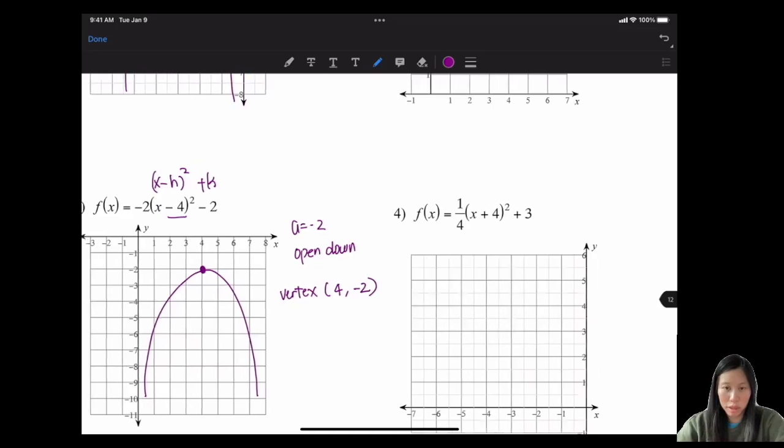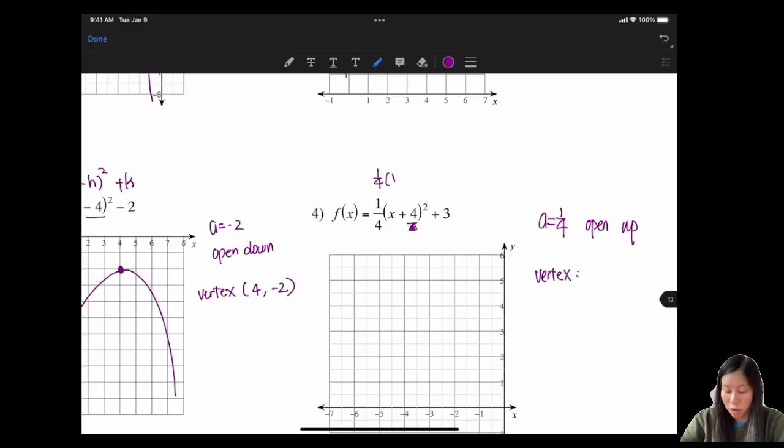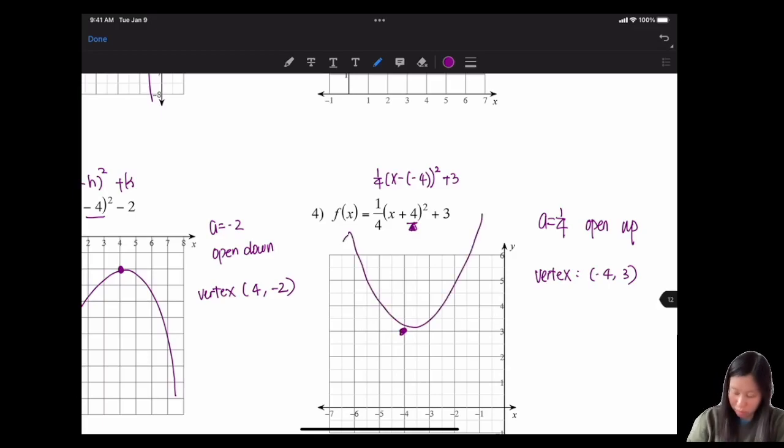Okay, this one. Again, a equals 1/4. So that means it's greater than 0, a positive number. Even though it's a fraction, still a positive number, it's going to be open up. Vertex equals what? Again, this is the tricky part. Plus 4, we want to rewrite it as 1/4 times (x minus negative 4) squared plus 3. So the vertex should be negative 4 and positive 3. Open up, negative 4, positive 3 here.